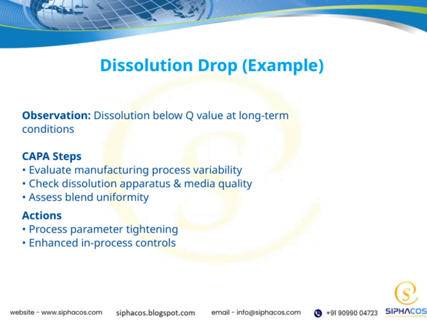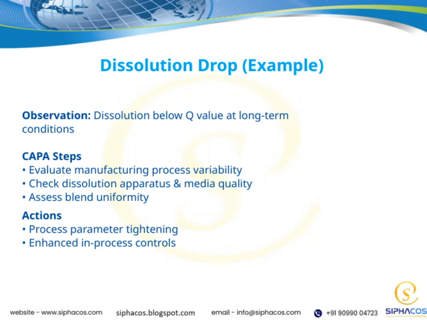Next, we check the dissolution apparatus and media quality, because equipment or media issues can also impact dissolution results. Additionally, assessing blend uniformity helps us ensure that the active ingredient is evenly distributed, which directly affects dissolution consistency. Once we've identified potential root causes, we implement actions.